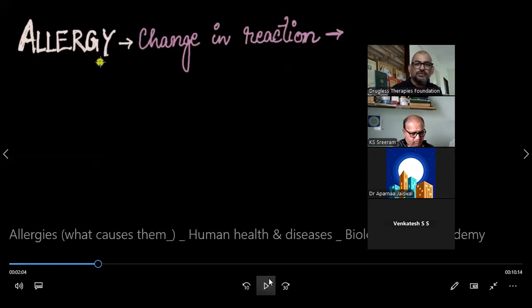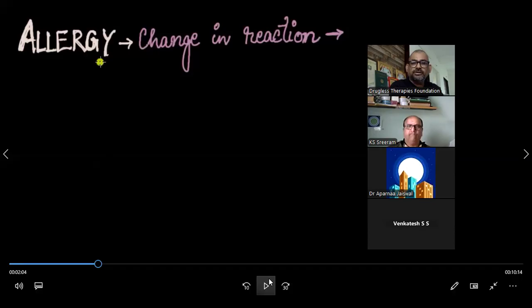So in allergy, what happens? Is our immune system gone dull, or is it more overactive? Underactive or overactive? It is overactive. So in such cases, what are the remedies we have? Very good remedies with us.